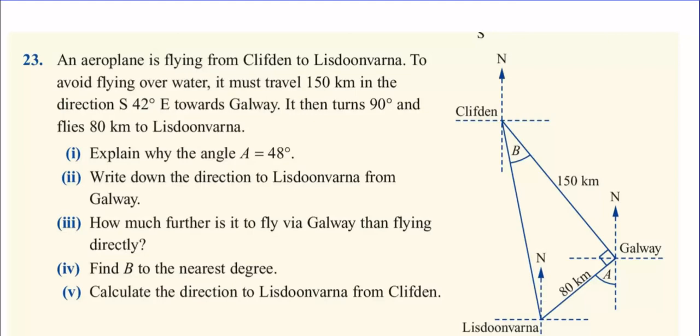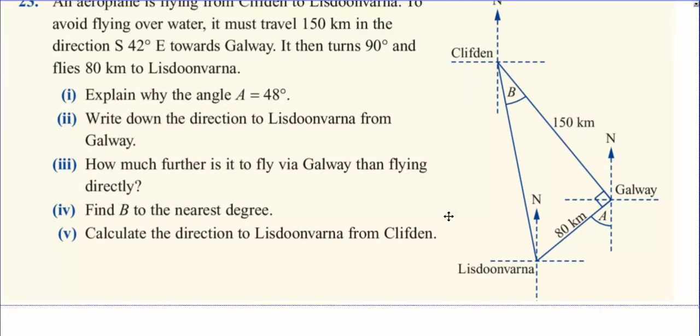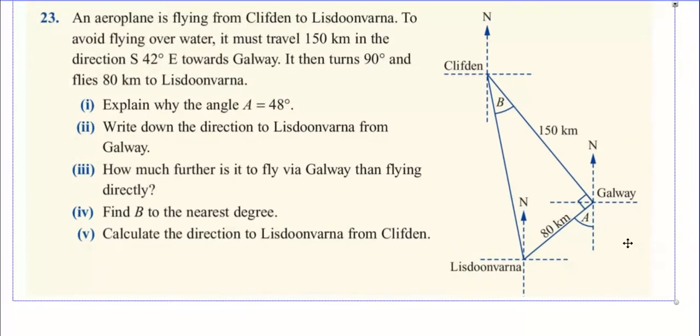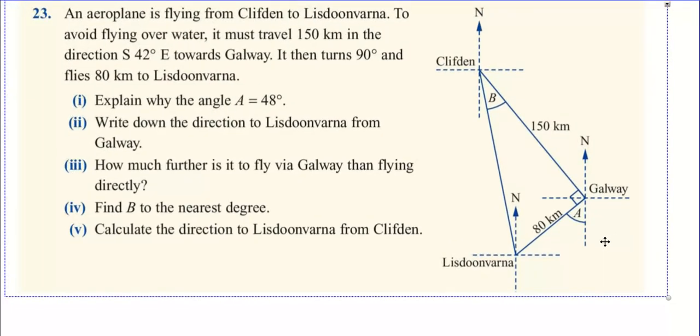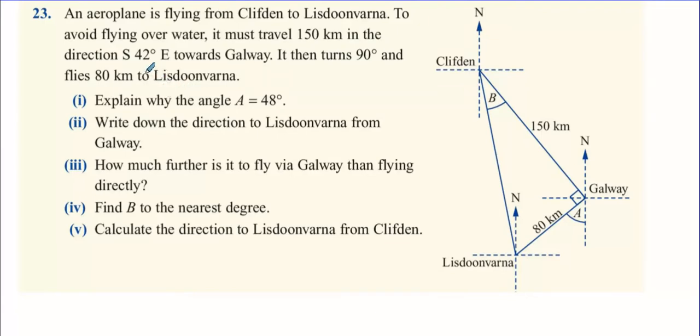Now 23 for the win. Last one for me today. An aeroplane is flying from Clifton to Lisdoonvarna. To avoid flying over water, it must travel 150 kilometers in a direction south 42 degrees east. Okay. So it starts off at Clifton and it flies, sorry, it must travel 150 kilometers towards Galway. Oh, sorry, my fault. It's traveling towards Galway first.